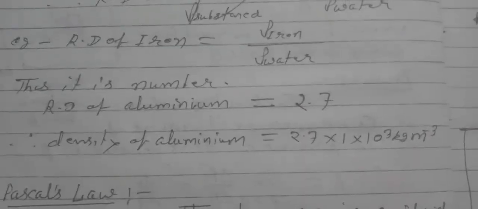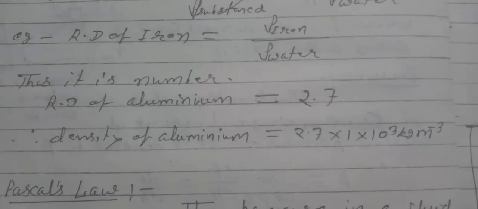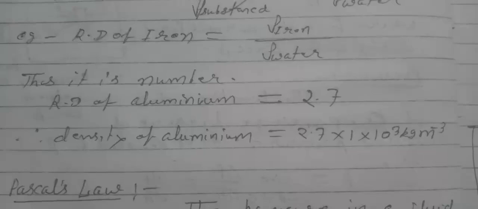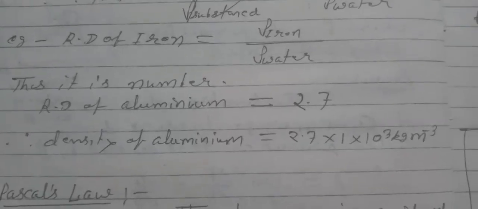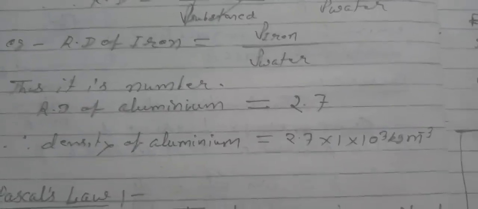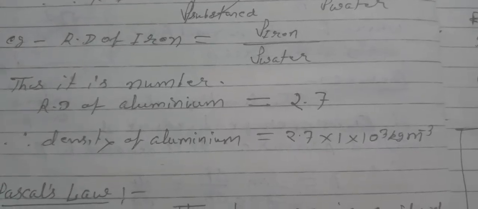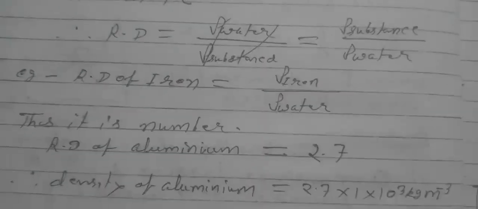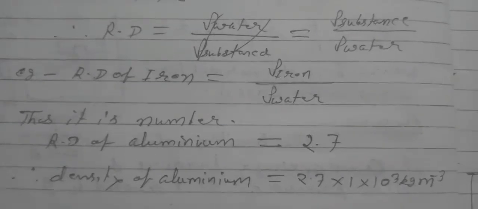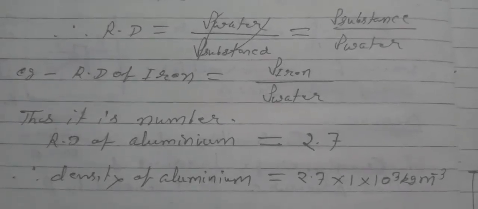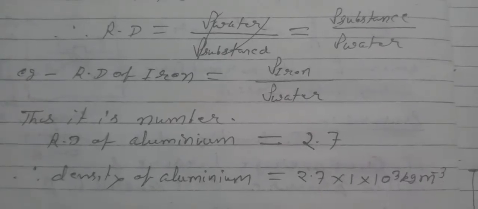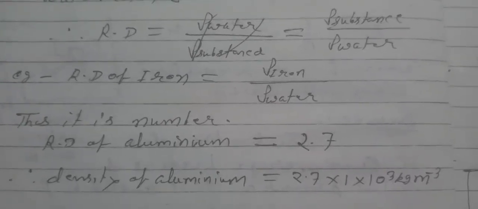RD of aluminium is 2.7. Then we can calculate the density of aluminium from the above formula. Hence, the density of aluminium will be 2.7 into the density of water, which is 1 into 10 to the power 3. So, 2.7 into 1 into 10 to the power 3 kg per meter cube. It shows that if the RD of a substance or material is given, then we can calculate the density of that substance by the above formula.